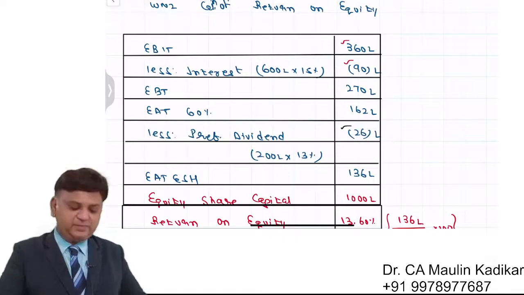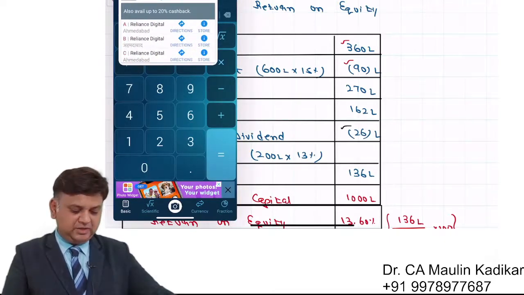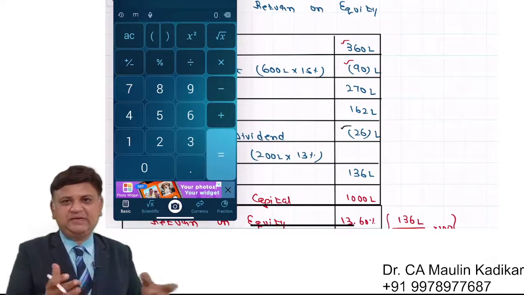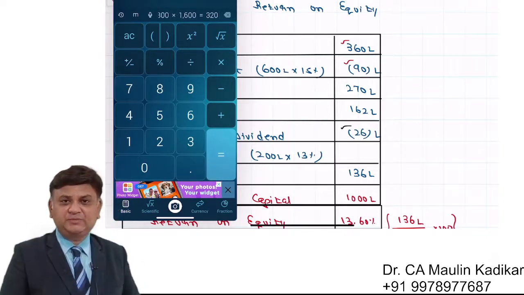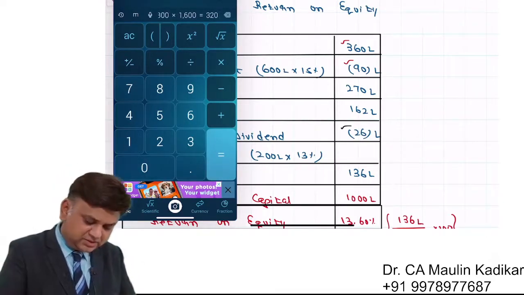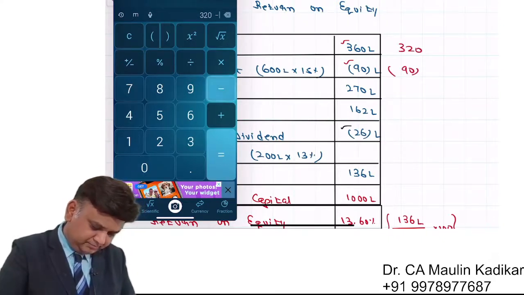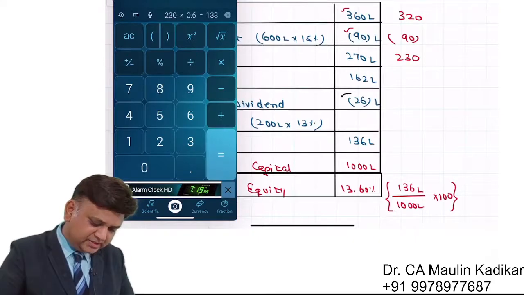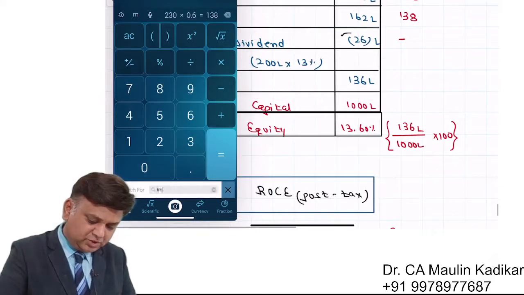Now, just for understanding purpose, suppose the company is only redeeming the preference shares. Why? Because the cost of preference share is more. Then in that case, what will happen? Just having that understanding. See, 360 divided by 1800 into 1600. Why? Because we have the redemption of the preference share capital. This is 320. This is 90. So this is 230 into 0.6, 138.